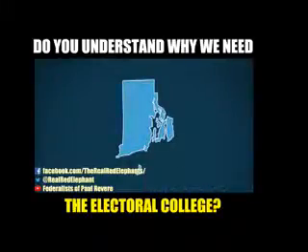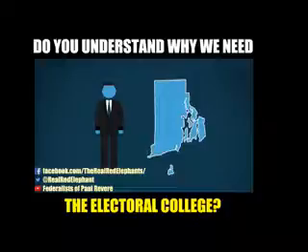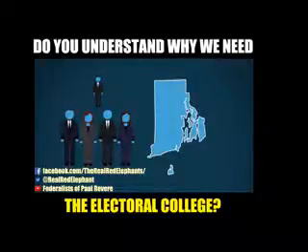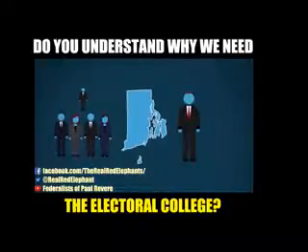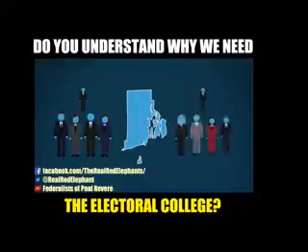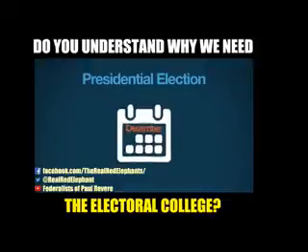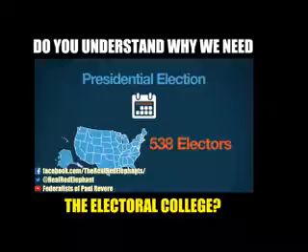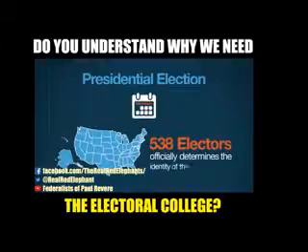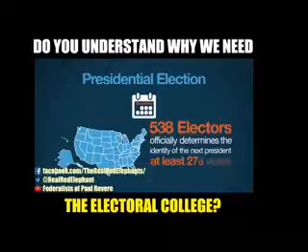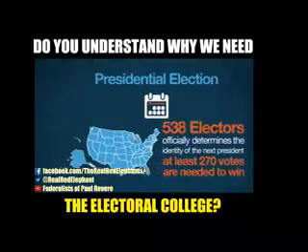In Rhode Island, for example, if you voted for Barack Obama, you voted for the state's 4 Democratic electors. If you voted for Mitt Romney, you were really voting for the state's 4 Republican electors. Part 2 of the election is held in December, and it is this December election among the state's 538 electors, not the November election, which officially determines the identity of the next president. At least 270 votes are needed to win.